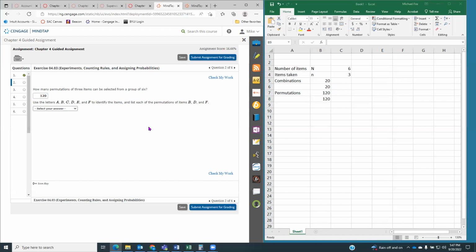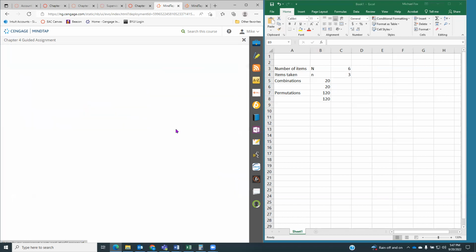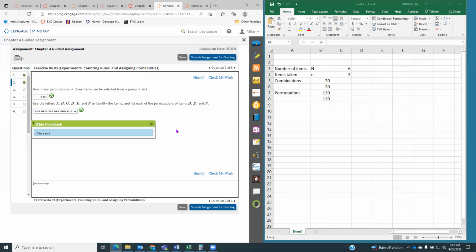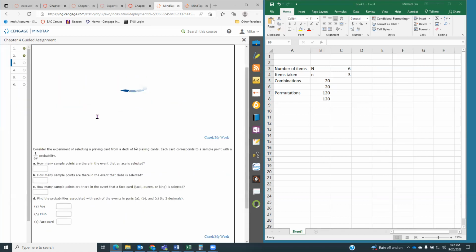And then it will ask us to use the letters A, B, C, D, E, and F to identify the items. And we can't really do, I mean, we could, I guess, but we don't want to list all 120. So it asks us just to list the permutations of B, D, and F. So we could have B, D, and F. We could have B, F, and D. We could have D, B, and F. We could have D, F, and B. And we could have F, B, and D, and F, D, and B. So we get all those permutations just of B, D, and F. We'll check our work, and we'll move on to number 3.